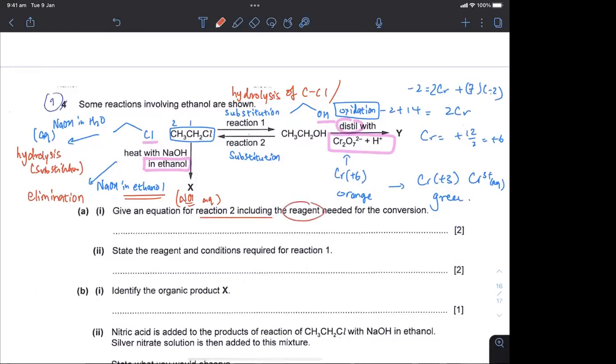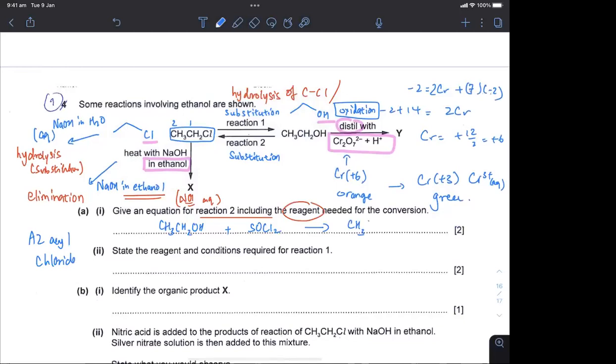Now, equation for reaction 2. Reaction 2, including the reagent. So going from this to this. Some of you would have known that you can use HCl, but the normal reagent I use, because I also use it in A2 acyl chloride, I also use the exact same thing. You would have probably learned SOCl2, PCl5, something like that as well.